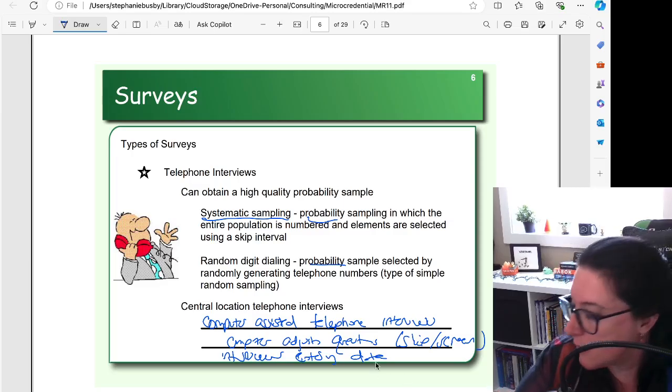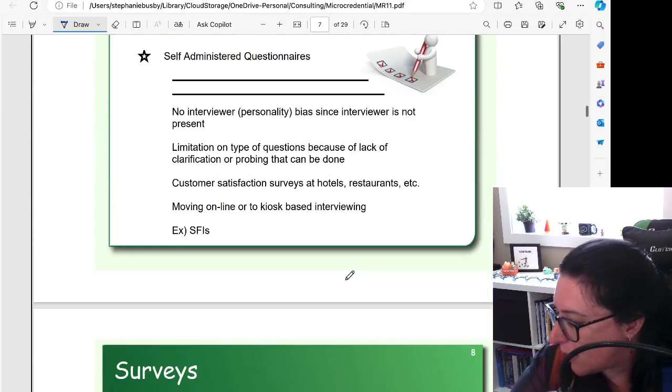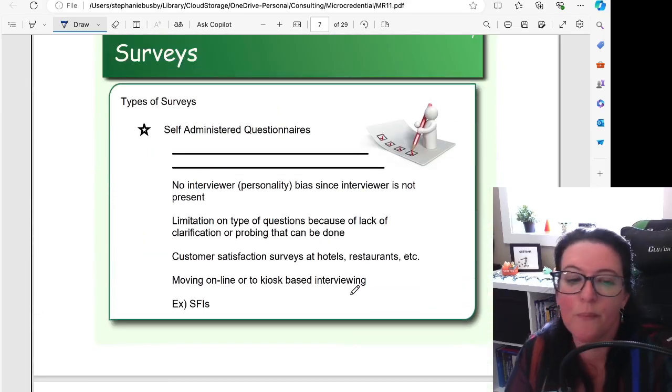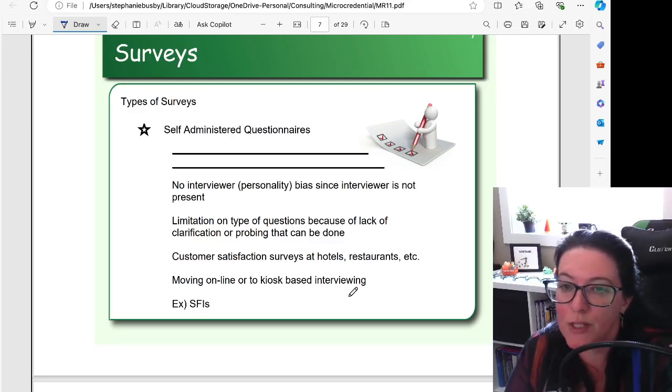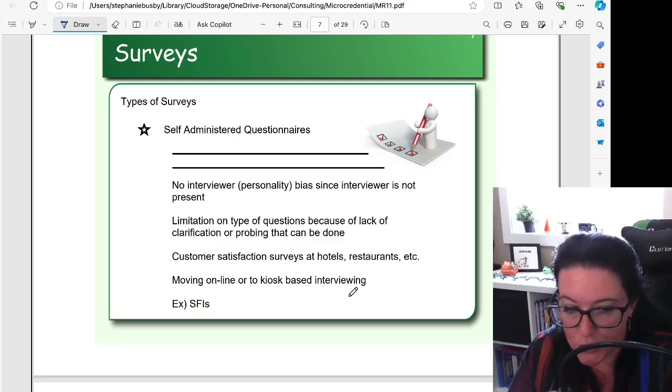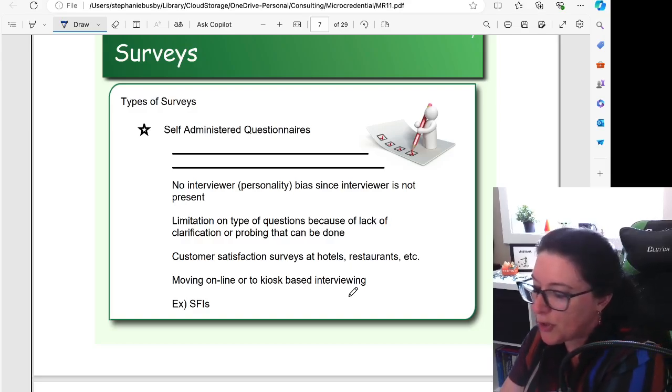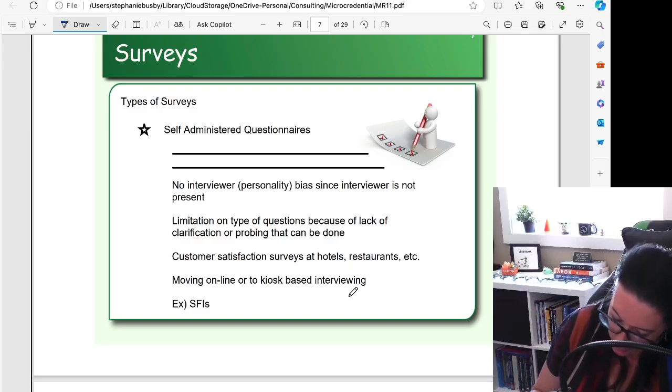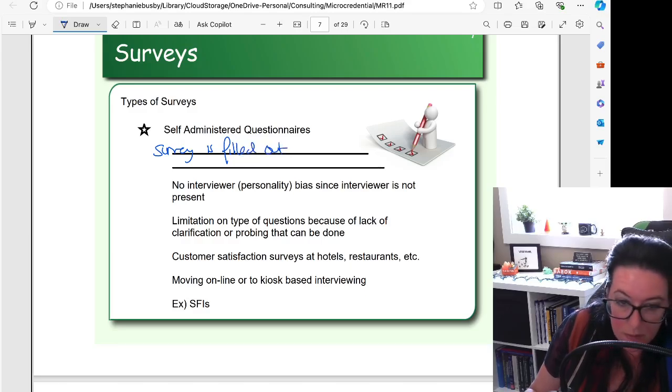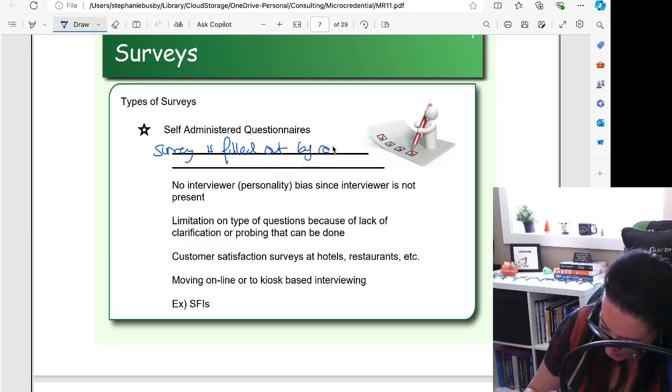All right. So then let's go to a self-administered questionnaire. Typically when you think of surveys, you probably think of self-administered questionnaires. A self-administered questionnaire is where a survey is filled out by a respondent with no interviewer present.